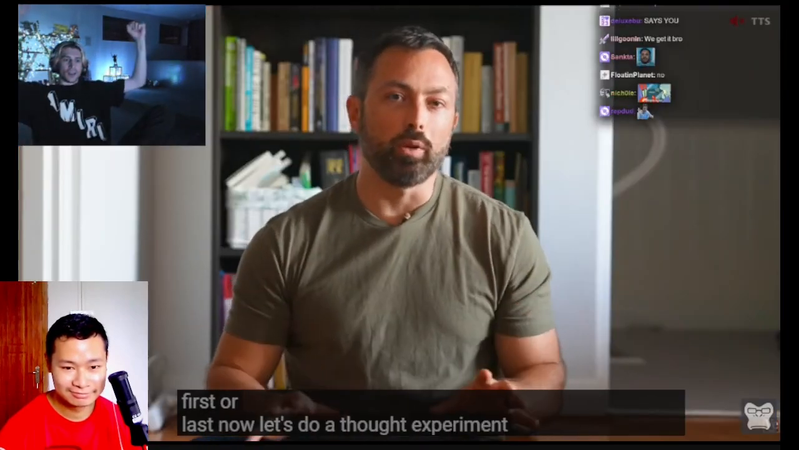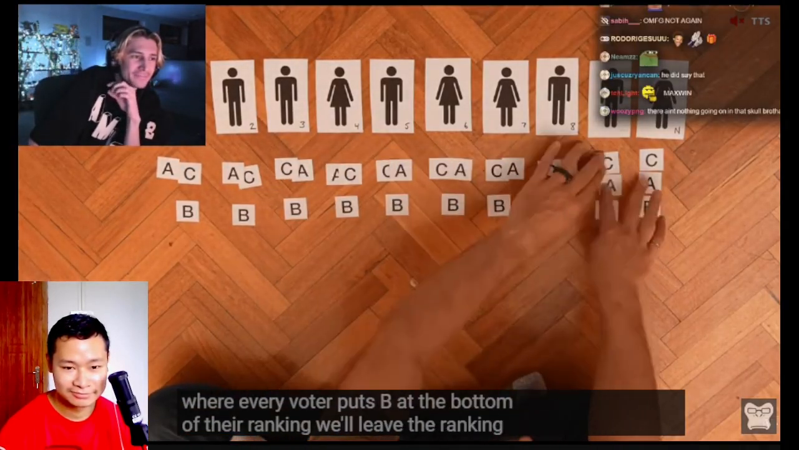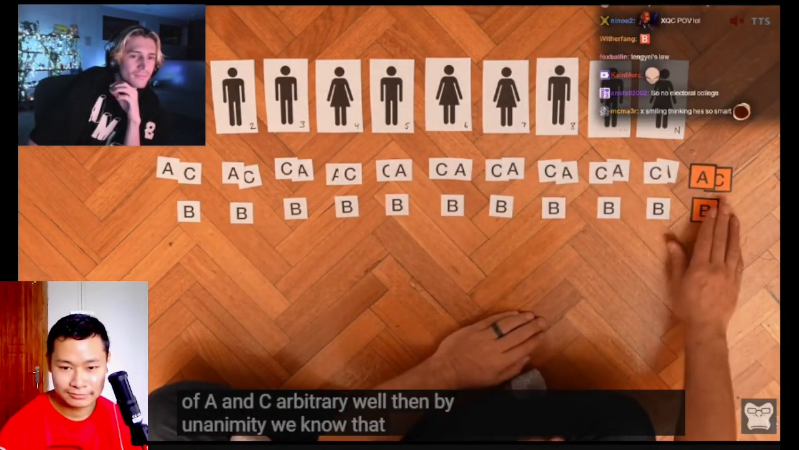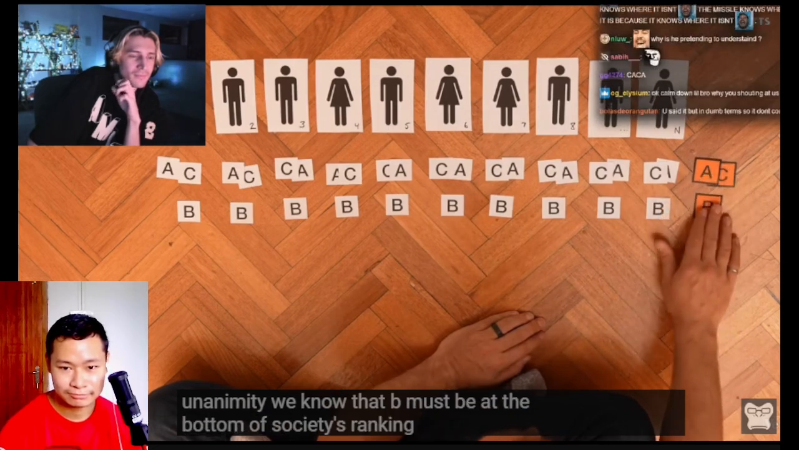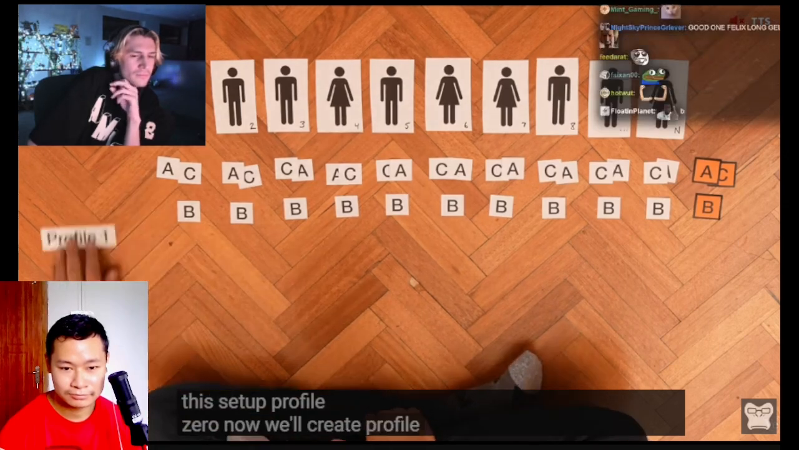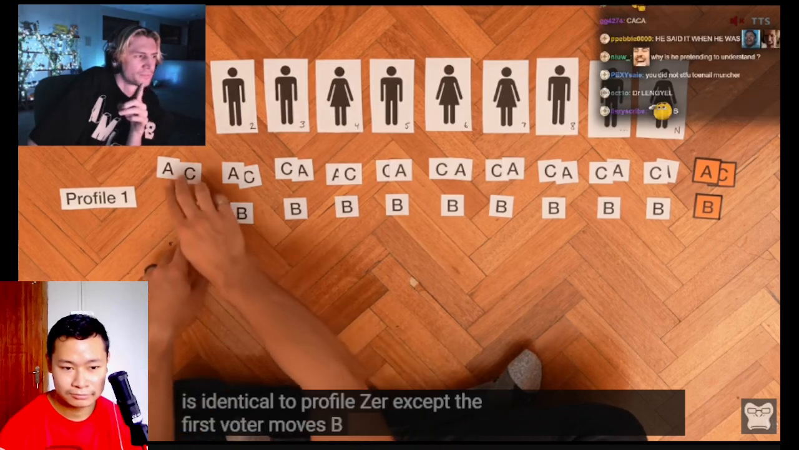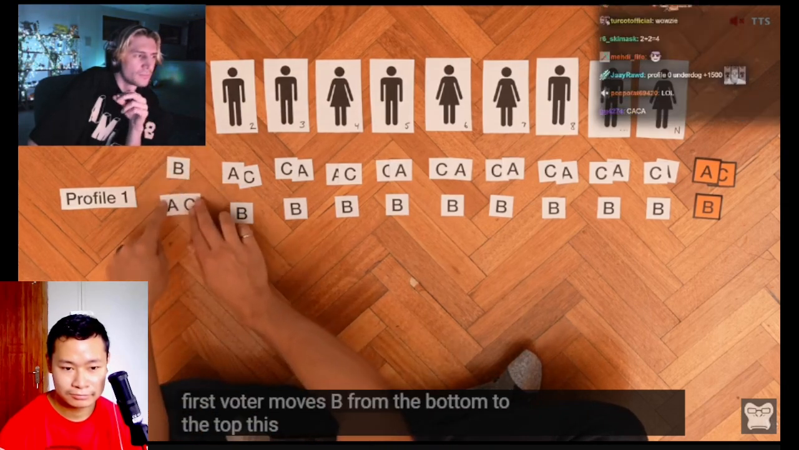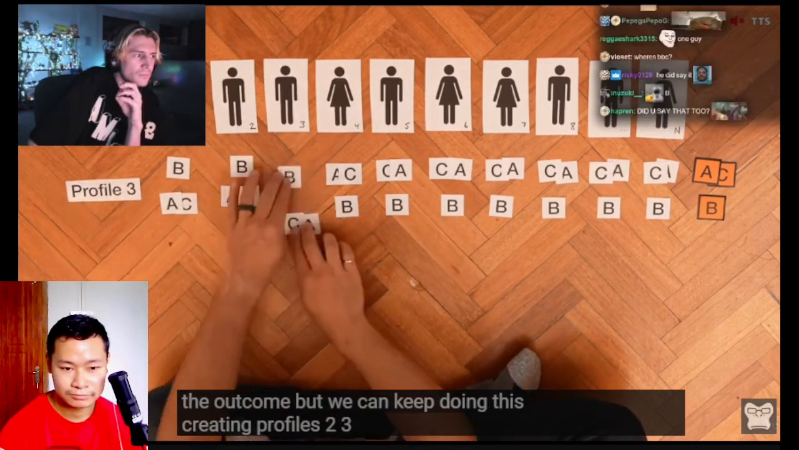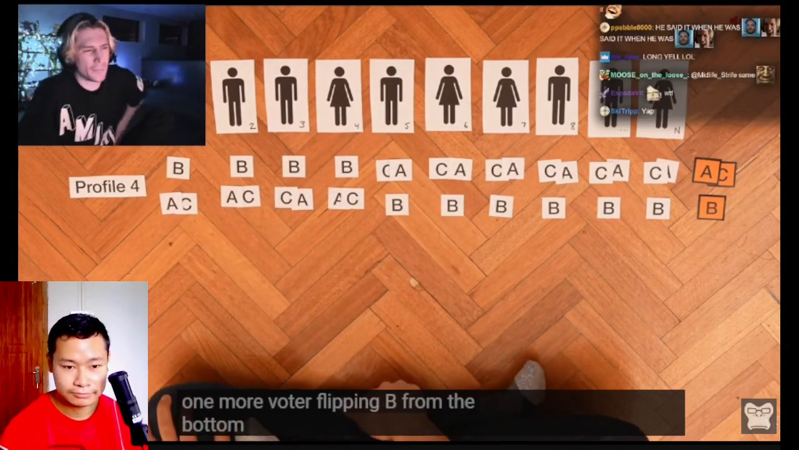Now let's do a thought experiment where every voter puts B at the bottom of their ranking. We'll leave the ranking of A and C arbitrary. Well then, by unanimity, we know that B must be at the bottom of society's ranking. And we'll call this setup Profile 0. Now, we'll create Profile 1, which is identical to Profile 0, except the first voter moves B from the bottom to the top. This, of course, doesn't affect the outcome, but we can keep doing this, creating profiles 2, 3, 4, and so on, with one more voter flipping B from the bottom to the top each time.